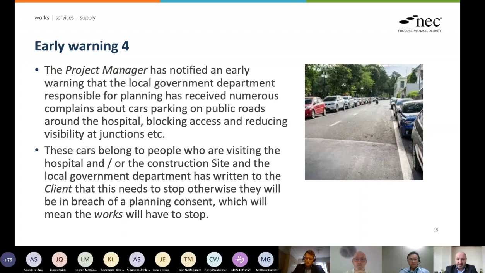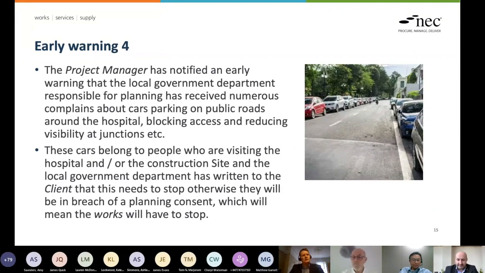The local government department has written to the client that this needs to stop, that people need to not park in unsafe manners and block streets. Otherwise, there's going to be a breach of a planning consent, which is going to mean the works are going to have to stop. So, quite a serious issue. Back in the room, I've just said exactly that to the people around the table, and then we kick off the meeting.